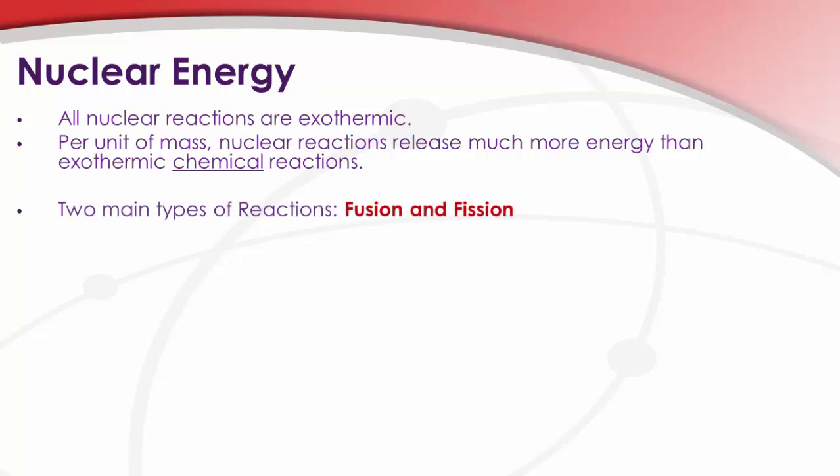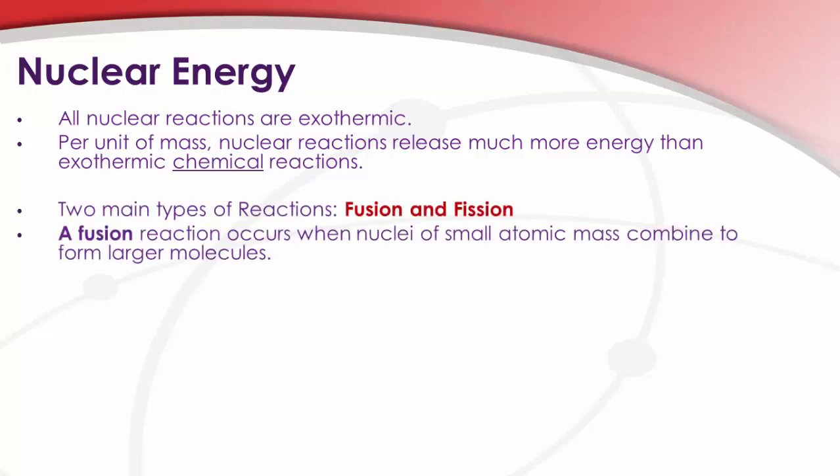There's two main types of reactions we'll consider: fusion and fission. Fusion, no great shock, is the combination of two different atoms combining together to form a larger element or larger elements. So in this case, we have two isotopes of hydrogen combining to form helium and giving off one neutron.